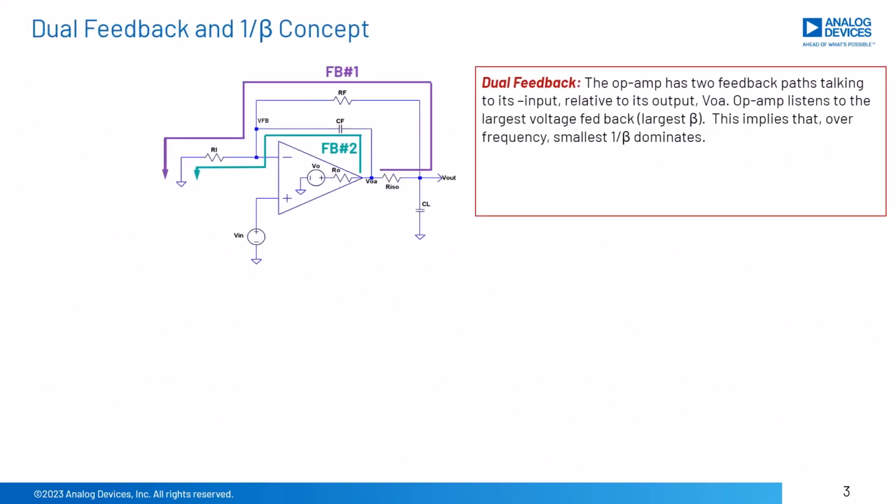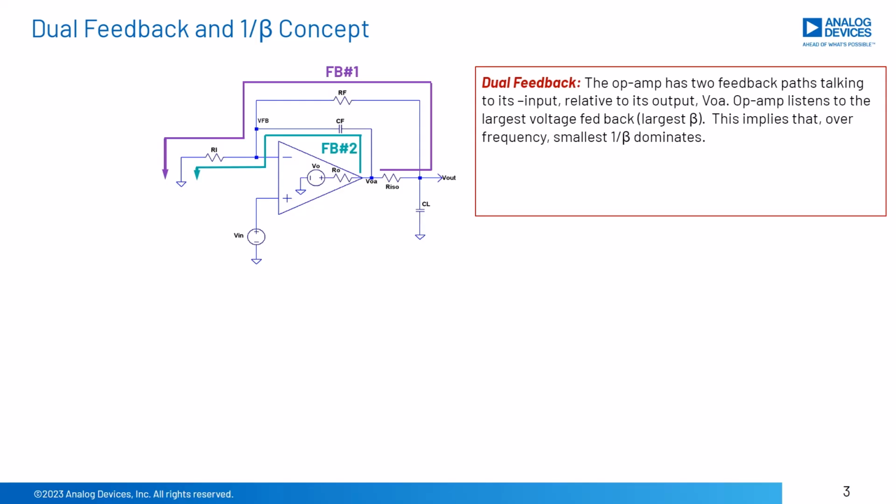Dual feedback topologies, such as the one shown here, will have two feedback paths, and therefore two betas and conversely two 1/betas. So the question is, over frequency, which feedback path will dominate? Recall that a larger beta implies more of the op-amp output voltage, VOA, is fed back to the inverting input. As such, that means the largest beta, or smallest 1/beta, dominates over frequency to form the net 1/beta the op-amp sees as feedback.